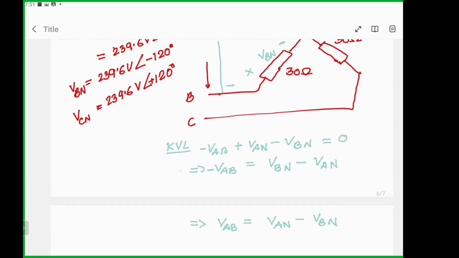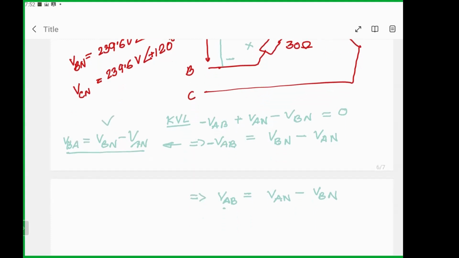Or we can also write this in another way. If I change this VAB so that B is at the beginning and A at the end, then the vector direction is changing, so in that case it may become plus. So VBA should be equal to VBN minus VAN. This is also true, but we want to find VAB, so VAN minus VBN.